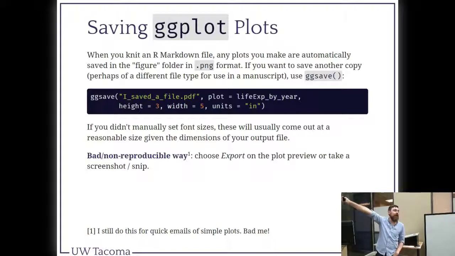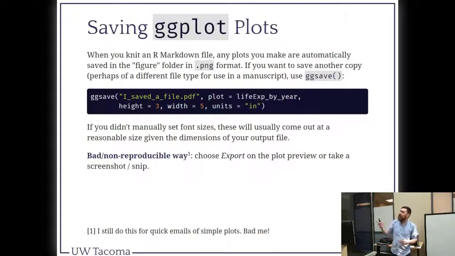I name the plot I want to save, so it's a ggplot object I've created. If you don't say anything with plot equals, so you just leave it off, it will just save the last plot created. I said height 3, width 5, units inches. So this is saying I want the plot to be 3 inches tall, 5 inches wide. If you don't modify those manually, it will come up with defaults. And if you do modify the units, it will still modify the size of every element in there to plot at an appropriate proportion for everything. It's pretty good about scaling things to be nice.